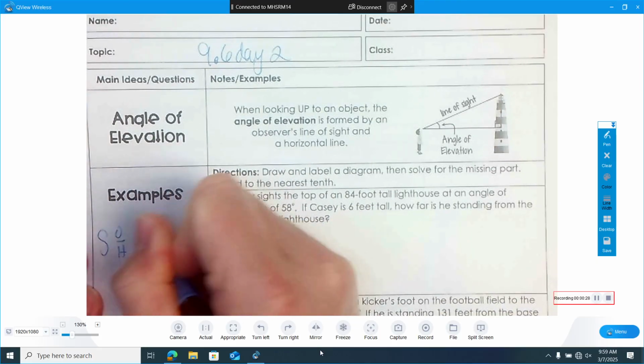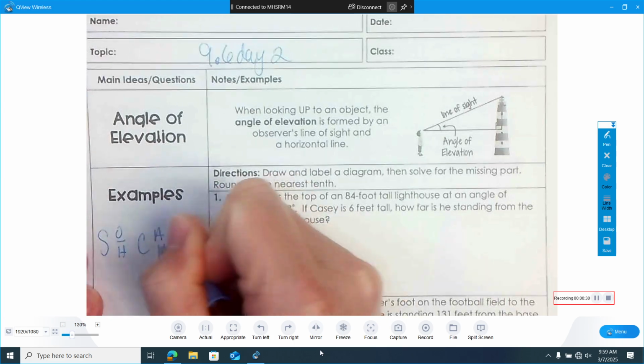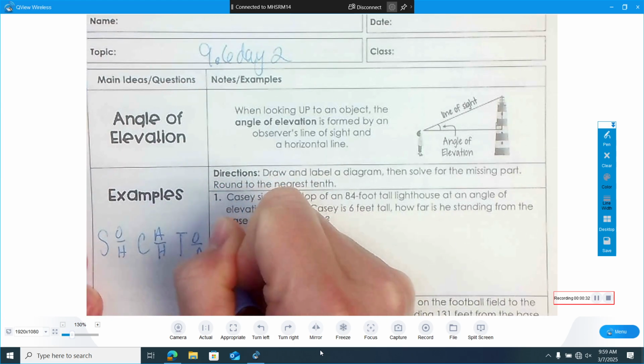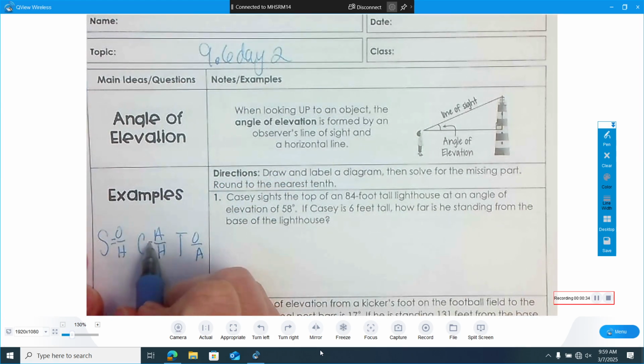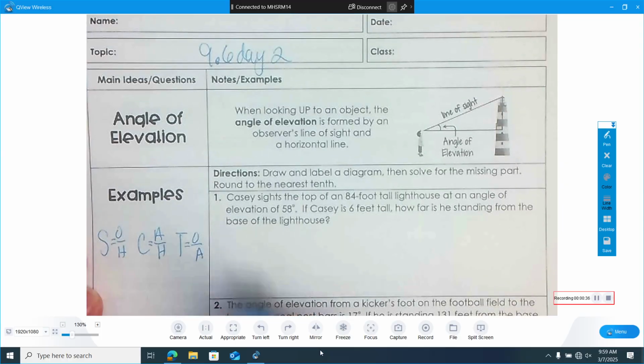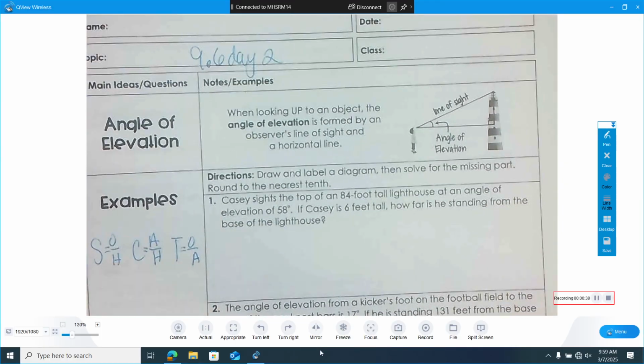SOHCAHTOA. And again, there's little equal signs in between the sine of your angle, cosine of your angle, and tangent of your angle, to make sure that we have an equation that we can solve.